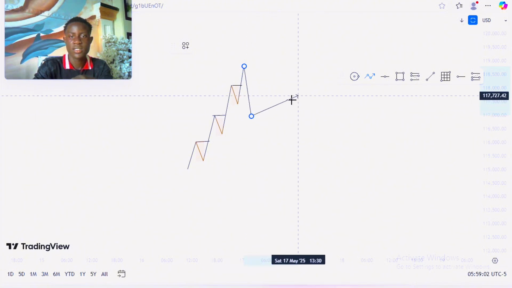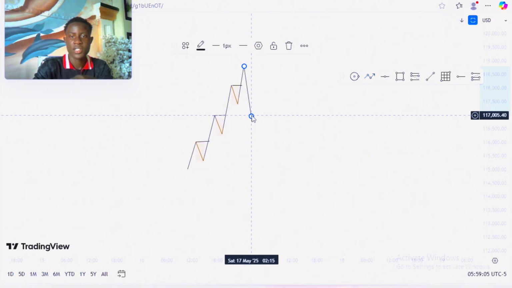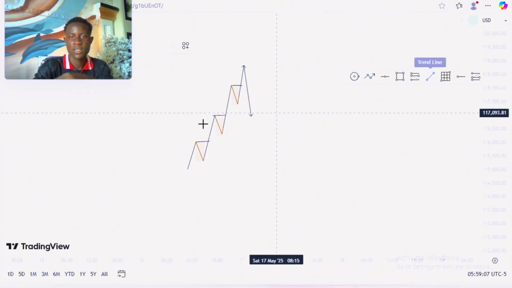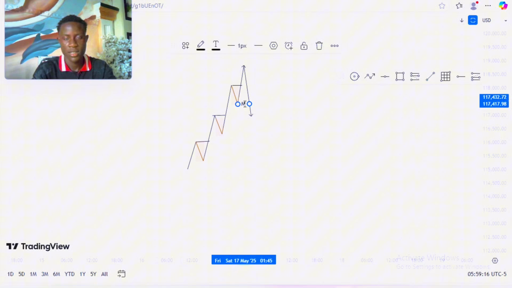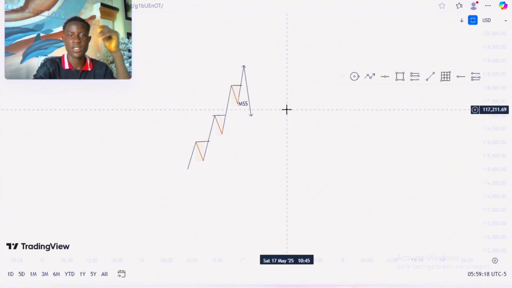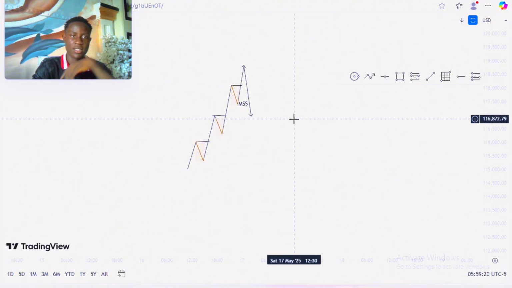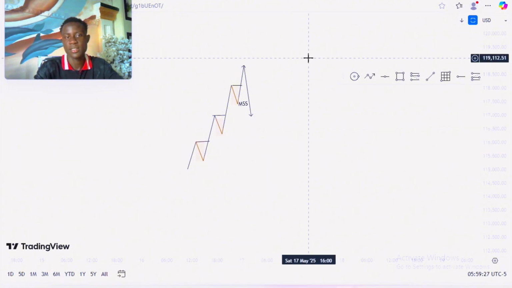This one is called a change of character, or you call it MSS. I normally call it MSS. So this is a change of character, or MSS. Some call it change the state of delivery. All right, so this is simply how you mark market structure on a bullish market. This is the basic when it comes to trend and how the market moves.